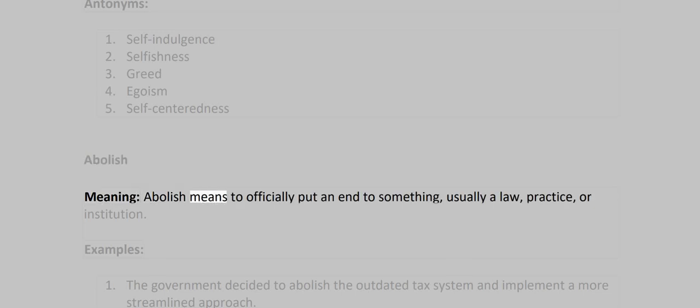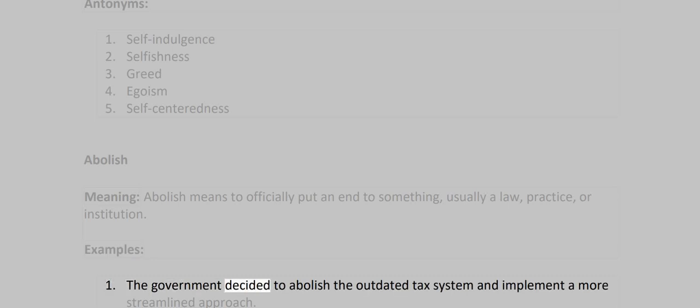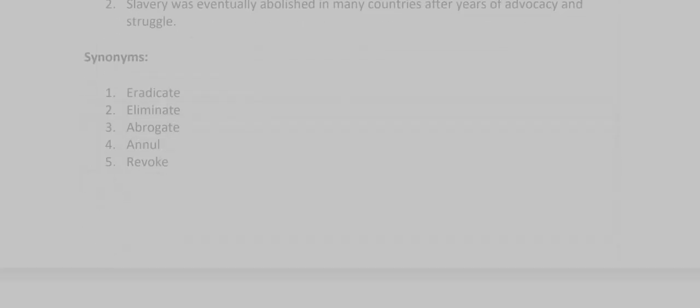Meaning: abolish means to officially put an end to something, usually a law, practice, or institution. Examples: 1. The government decided to abolish the outdated tax system and implement a more streamlined approach. 2. Slavery was eventually abolished in many countries after years of advocacy and struggle.